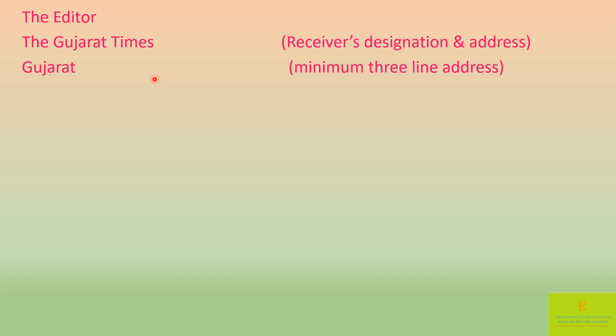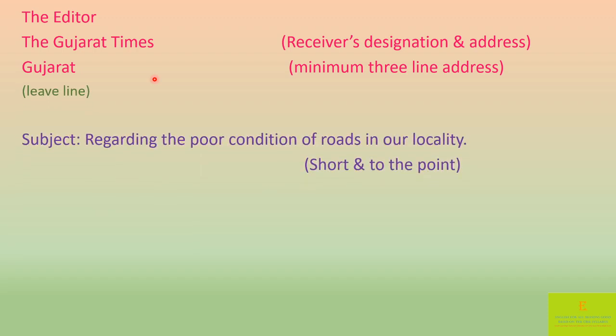Now, in case in the question it's written, write a letter to the editor of a local daily. So, local daily means the newspaper that is circulated in your state, in your locality. It's mostly a state, not the locality. So, you have to write the name of the newspaper that is locally circulated. So, you have to take care of these two things. Now, after this, again you have to leave a line and then you have to write subject.